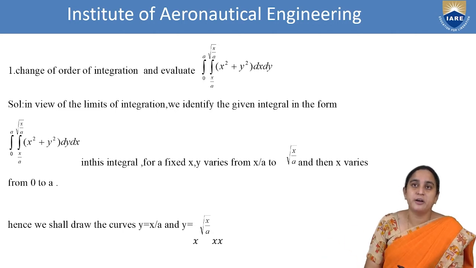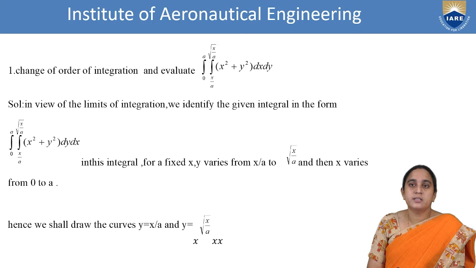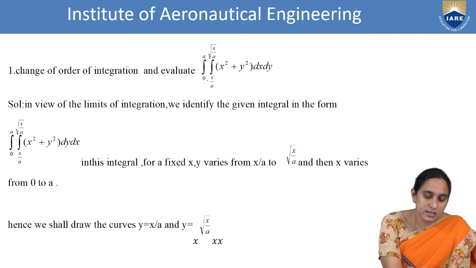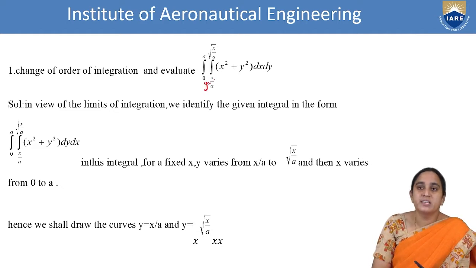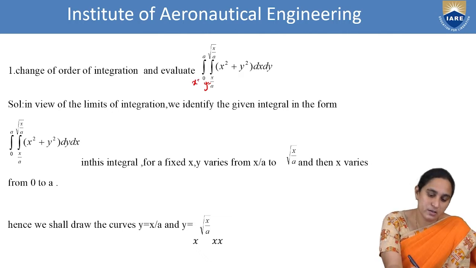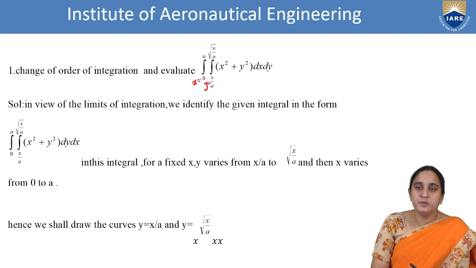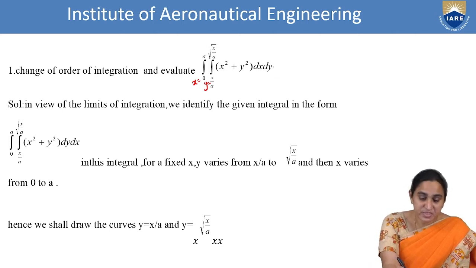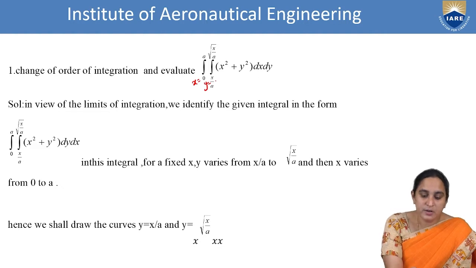First, we have to identify the limit points of x and y. Here, the y limit points are in terms of x. That means the y limit points are y = x/a to root(x/a). And what about the x limit points? The x limit points are 0 to a. That means, once you observe the given question, the y limits are in terms of x, and x is fixed.